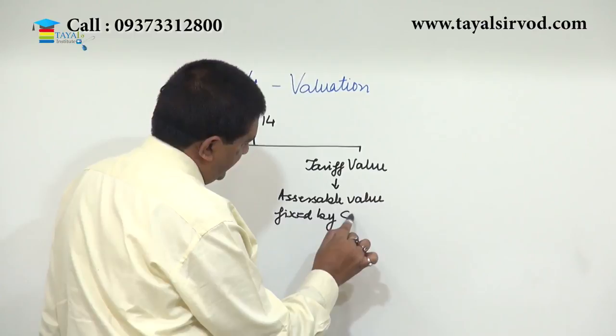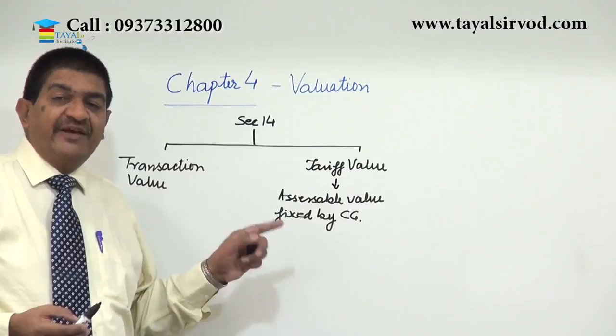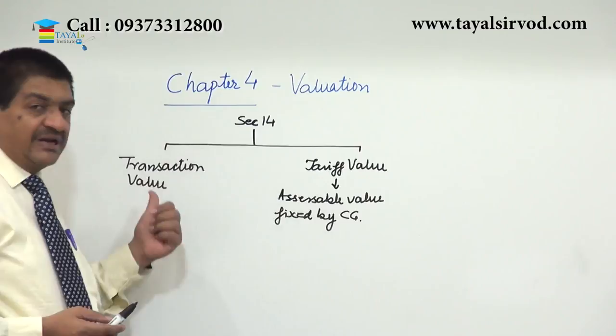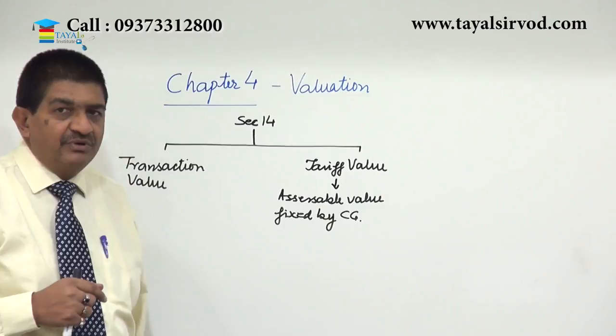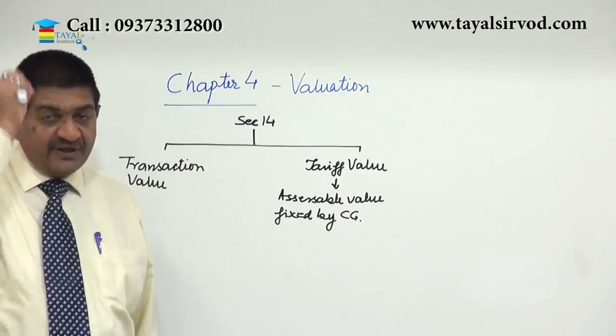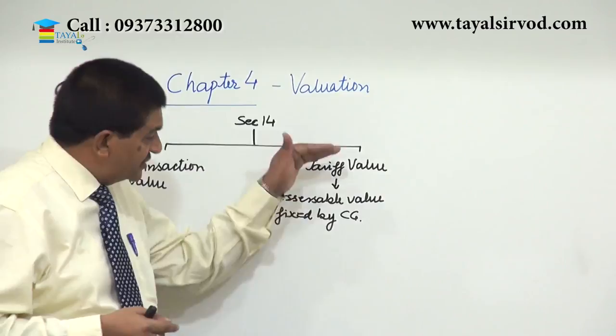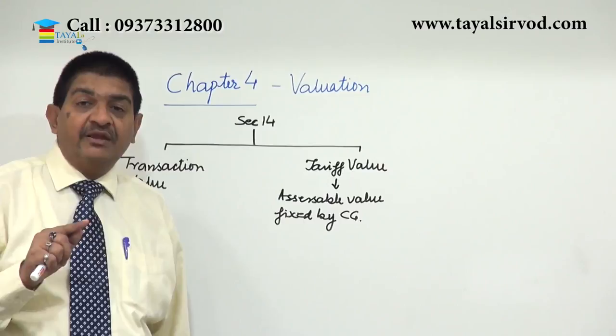the central government. So where the assessable value itself has been decided by the government, in that case the actual transaction will be ignored. So there may be a transaction value, there may not be a transaction value, or whatever the transaction value, if there is a tariff value fixed by the government, then we have nothing to do with the transaction value. Or in simple words, you can say that this value, if fixed by the government, will have overriding effect over the actual transaction value.